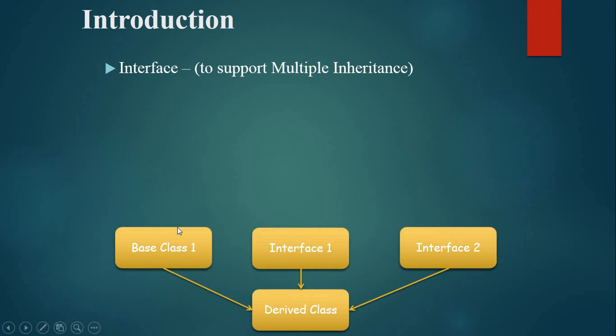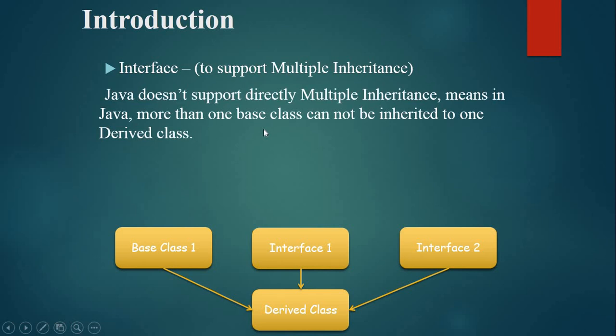Why interface? Because if we have this type of inheritance, means if we have a derived class and that derived class is accessing properties of more than one superclass, here you can say 1, 2 and 3 superclasses are there, and a derived class or subclass wants to access properties of those 3 superclasses, then that will be multiple inheritance. And Java doesn't directly support multiple inheritance. To support multiple inheritance, we will use interface.